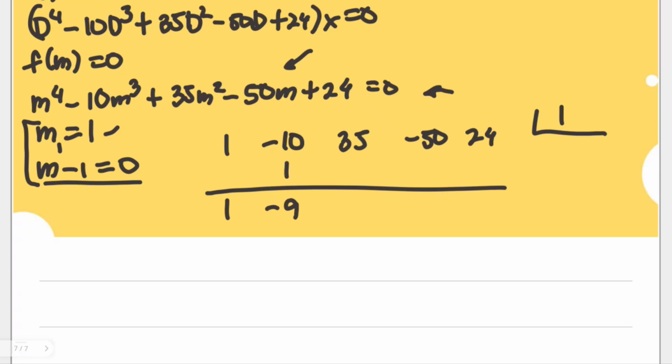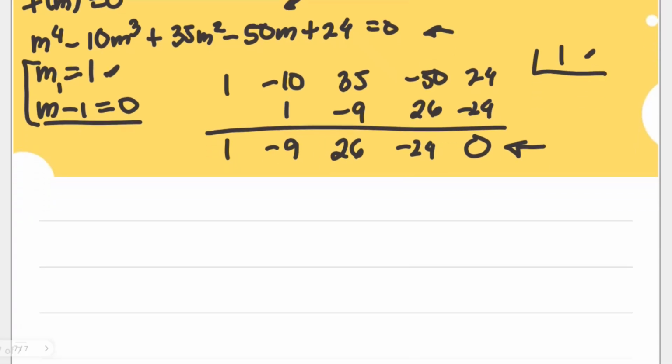Negative 9 times 1 is negative 9. When you add, you will have 26. 26 times 1 is 26. You'll have minus 24, minus 24, 0. Once you reach a remainder of 0, this shows that this is really correct as your first root and your first factor of m minus 1 is really correct.